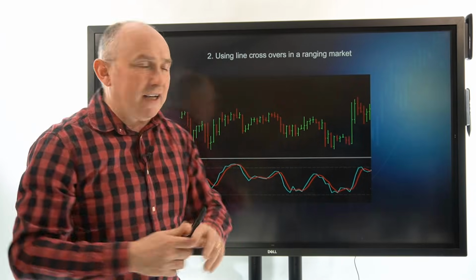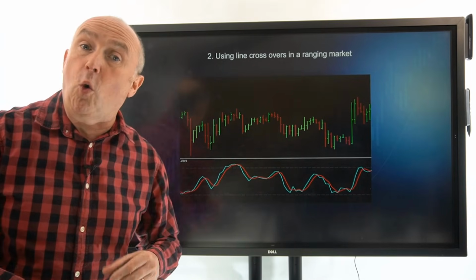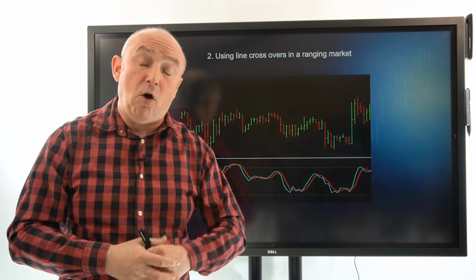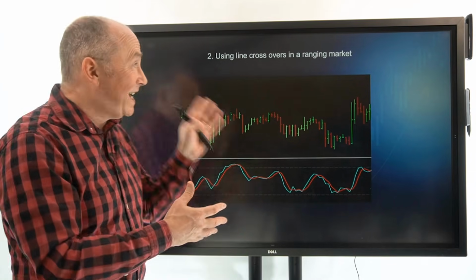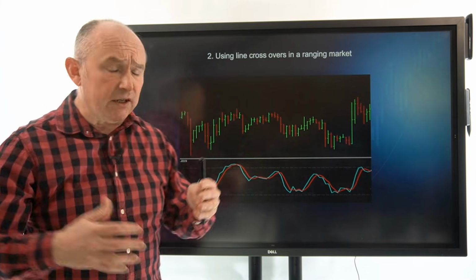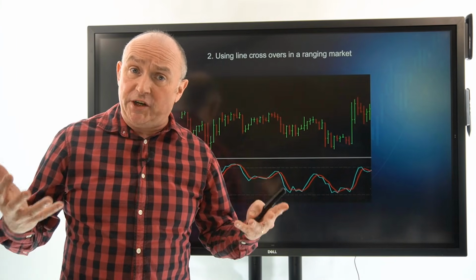Okay, so now let's look at using the line crossover in ranging markets. As we know, markets are not always in trend. In fact, they are often in range for prolonged periods of time. A lot of traders use the stochastic indicator to help them predict the turning points within a range, not as a standalone.